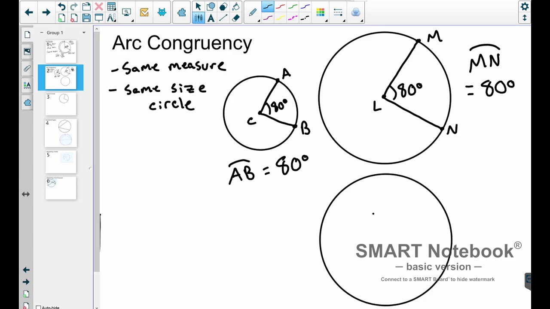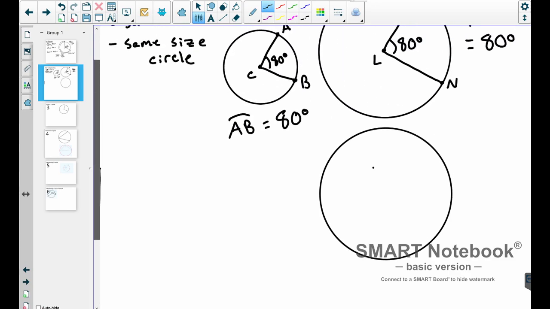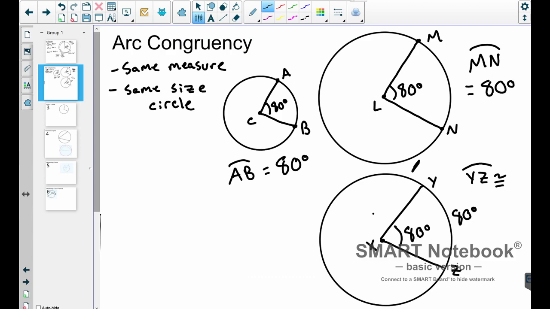So I have another circle drawn here. We'll scroll down a little bit. We have another circle here, and we'll say this circle is the same size as the one above it. So in this case, if we had an 80-degree central angle, and we'll call this X, Y, Z, we would know, if we knew for a fact that these are the same size circles, that we could say that arc YZ is congruent to arc MN.